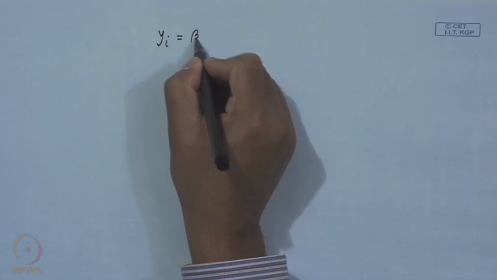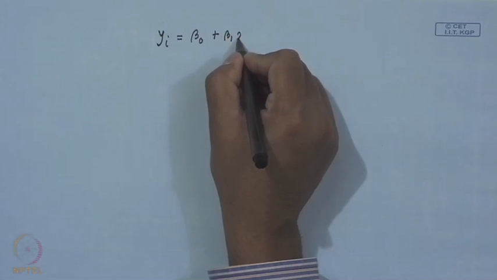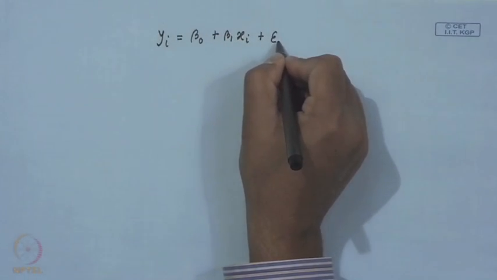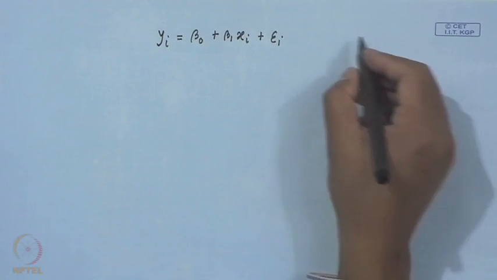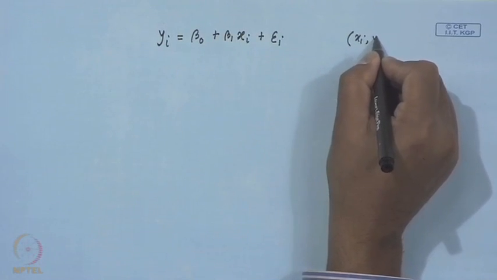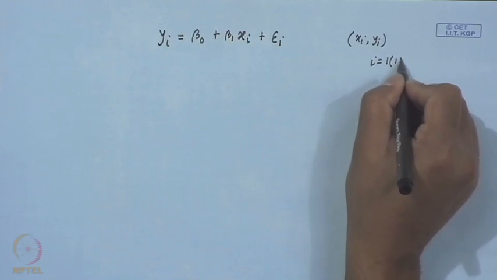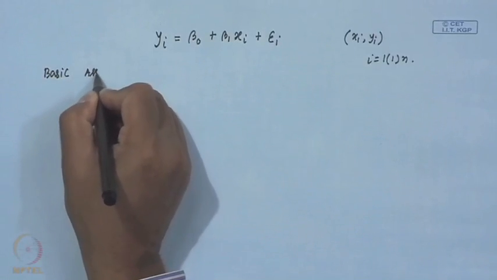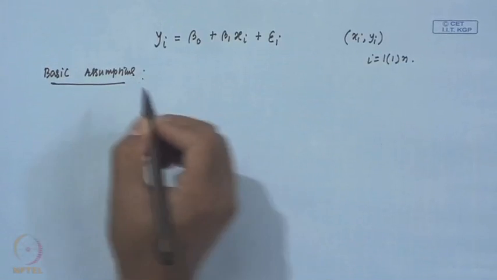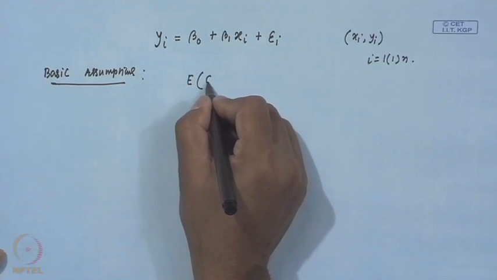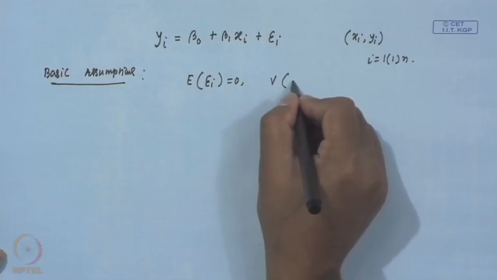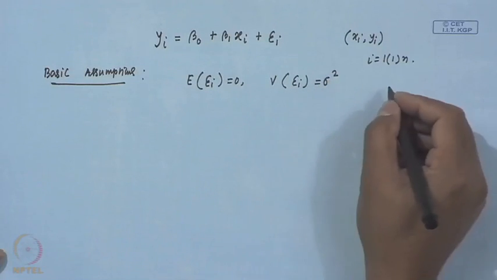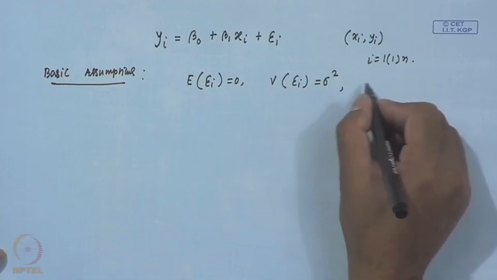So, I am talking about a very simple linear regression model, y i equal to beta naught plus beta 1 x i plus epsilon i, and you are given the data set, say x i, y i, where i is from 1 to n. The basic assumptions we make are that expectation of epsilon i is equal to 0, variance of epsilon i is equal to sigma square, the constant variance, and also we assume that the errors are uncorrelated.